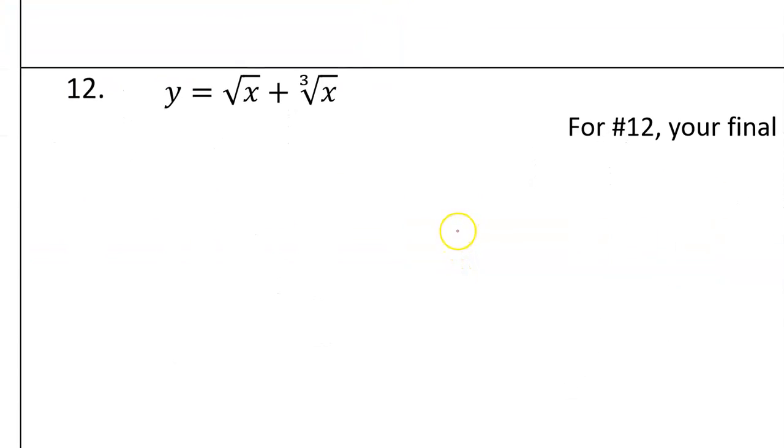For number 12, I'm going to rewrite this a little bit before I take any derivatives. So the square root of x is the same thing as x to the 1/2 power. The cube root of x is the same as x to the 1/3 power. Now I will do the derivative, y prime, power rule.